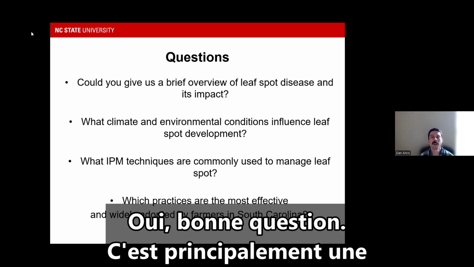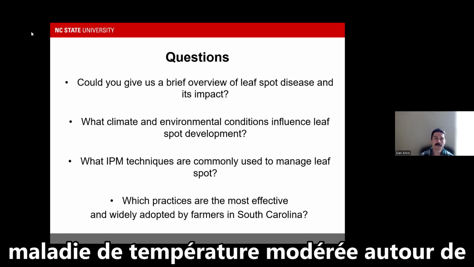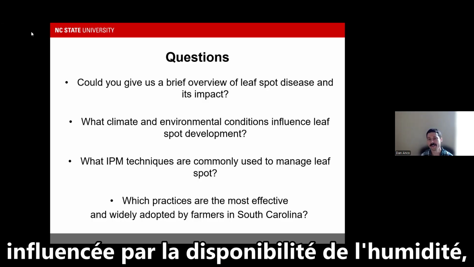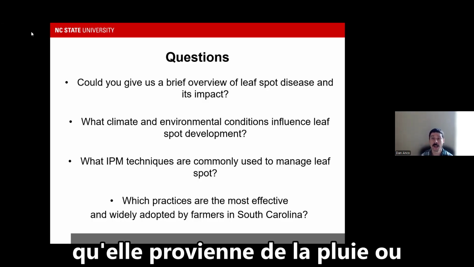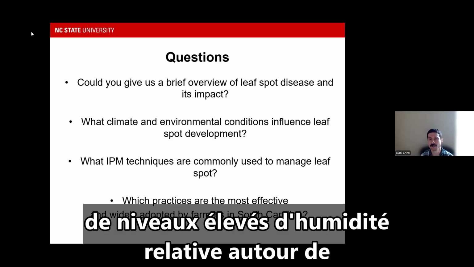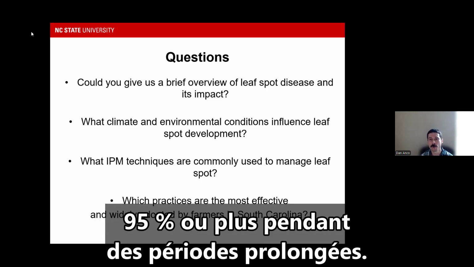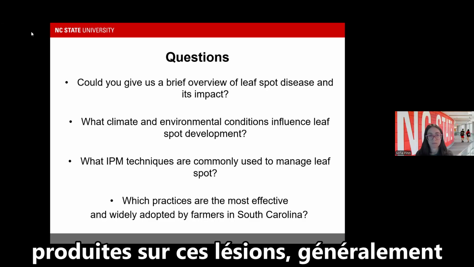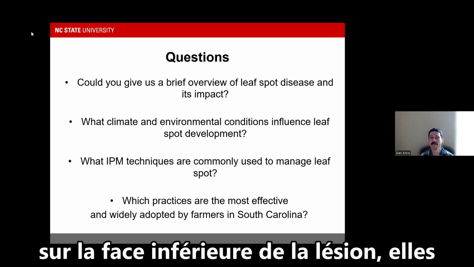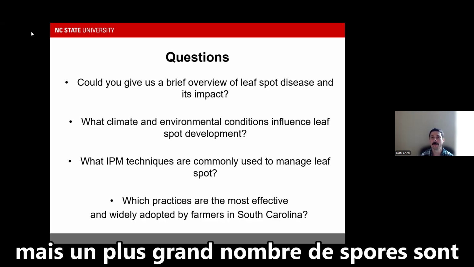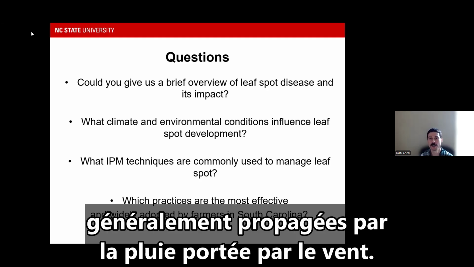Yeah, good question. This is primarily a moderate temperature disease in and around 20 to 24 degrees Celsius, but it is more so driven by the availability of moisture, whether that comes through rainfall or irrigation and/or the availability of high levels of relative humidity in and around 95% or more for extended periods of time. And while the spores are produced on those lesions, typically that underside of the lesion, then they can be spread by wind itself, but greater numbers of spores are typically spread through windblown rain.